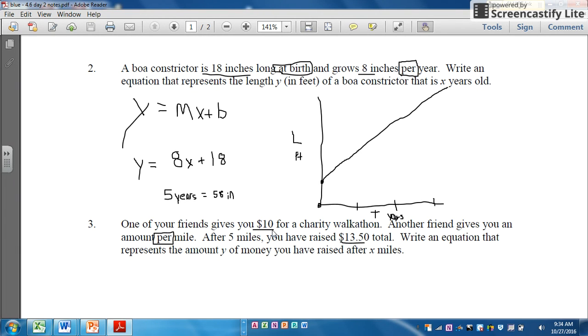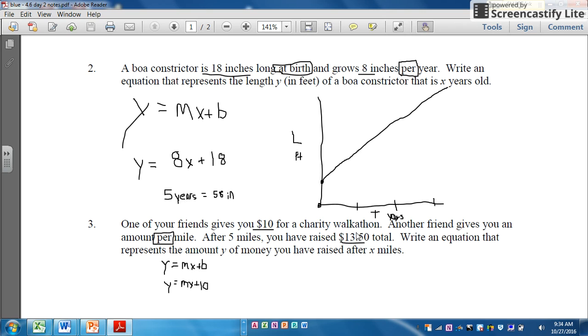Okay, so one of the friends just gives you money. You start out, even if you don't walk at all, you're going to get $10. So you know that that's going to be the b in the equation. y equals mx plus b. So we know that y equals mx plus 10. Okay?